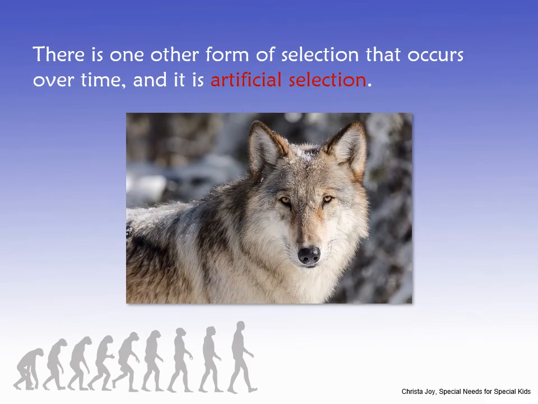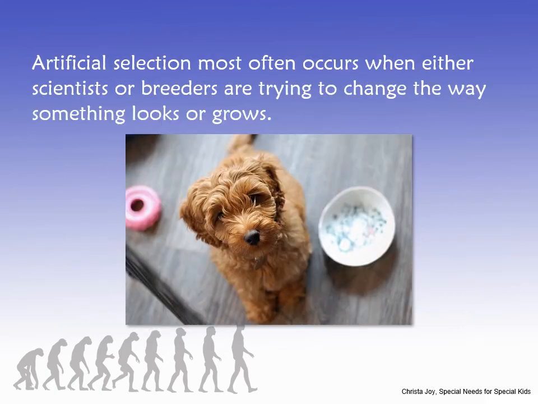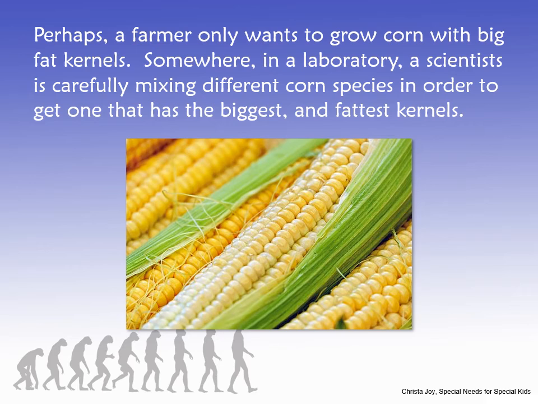There is one other form of selection that occurs over time, and it is artificial selection. Artificial selection most often occurs when either scientists or breeders are trying to change the way something looks or grows. Perhaps a farmer only wants to grow corn with big, fat kernels. Somewhere in a laboratory, a scientist is carefully mixing different corn species in order to get one that has the biggest and fattest kernels.